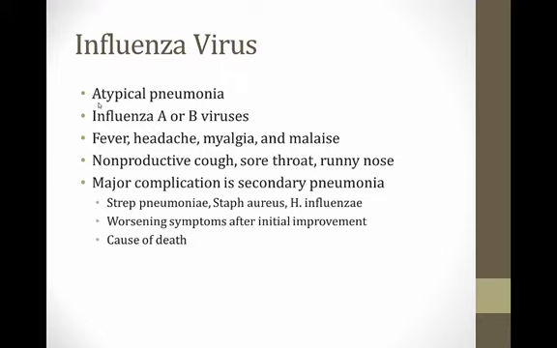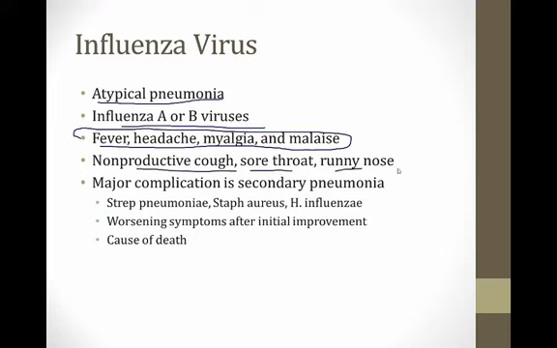Influenza virus is another cause of atypical pneumonia. There are two viruses, influenza A or B, and when you get the flu shot every year, if you do, it's to try and prevent infection with this virus. There are a lot of non-specific symptoms to influenza infection: fever, headache, myalgia, malaise. In addition, the respiratory symptoms that people get are a non-productive cough and a sore throat and a runny nose.